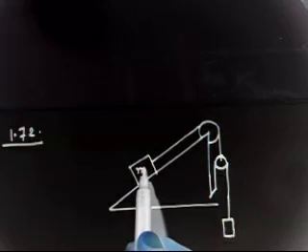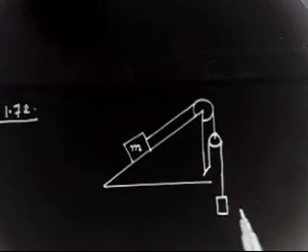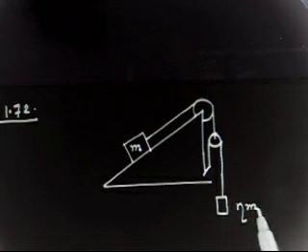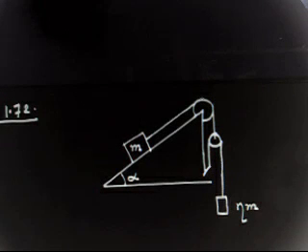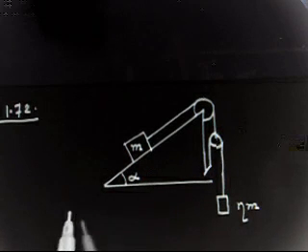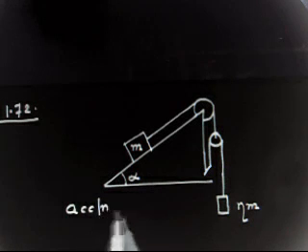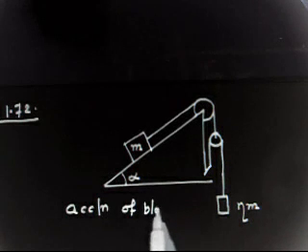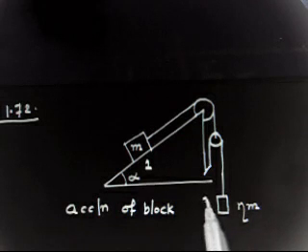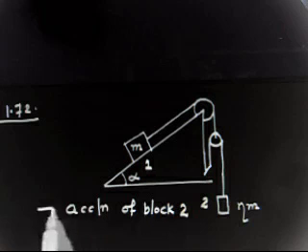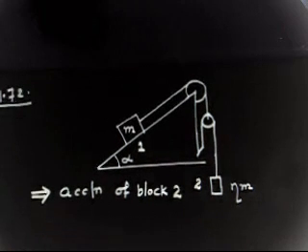Now the question says the mass of this is m, but the mass of this that is attached is eta times m. This angle is given to you, alpha. The system is frictionless, so there is no friction. We have to find the acceleration of block 2. So let us call this block 1 and this block 2. We have to find out the acceleration of block 2.